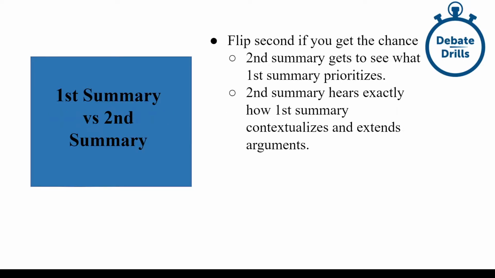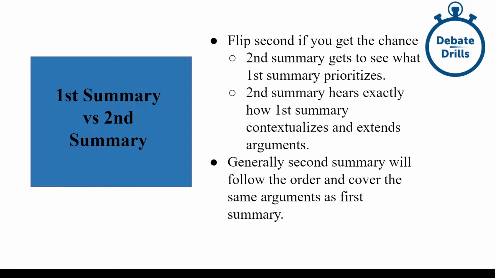So the differences between first summary and second summary: generally you're going to want to flip second if you get the chance. And let's talk about specifically what that looks like in second summary. Second summary gets to see what first summary prioritizes. So essentially, instead of you having to choose what arguments you're going to go for and what arguments your opponents are going to go for, it's a lot easier. So say your opponent collapses on their second contention, now you know you only have to read responses to their second contention rather than maybe their first contention as well.